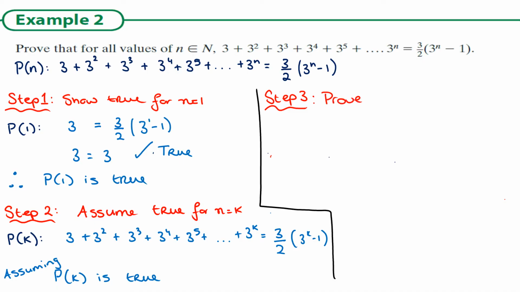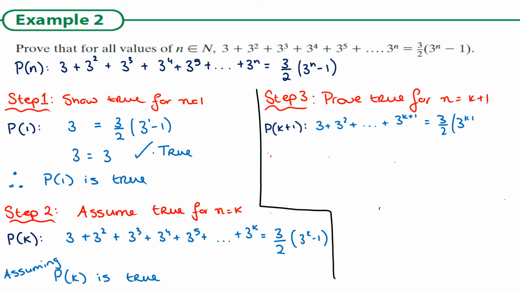Prove true for n equals k plus 1. So first thing we're going to do is set it up. So that is proposition k plus 1, where n is equal to k plus 1. And we're going to set this as 3 plus 3 power 2 plus dot dot dot 3 to the power of k plus 1 is equal to 3 over 2 times 3 to the power of k plus 1 minus 1. Now watch your indices there. K plus 1 is all part of the index.